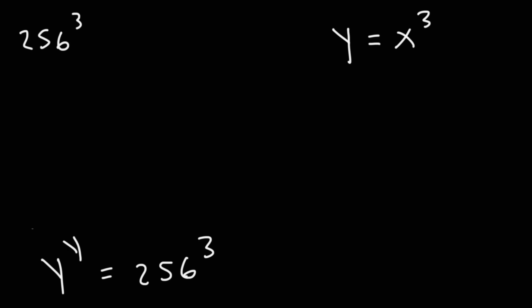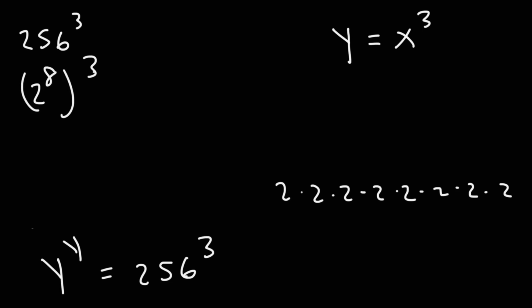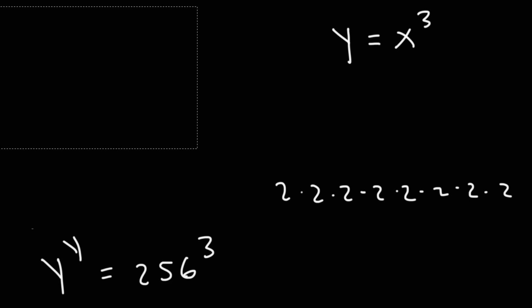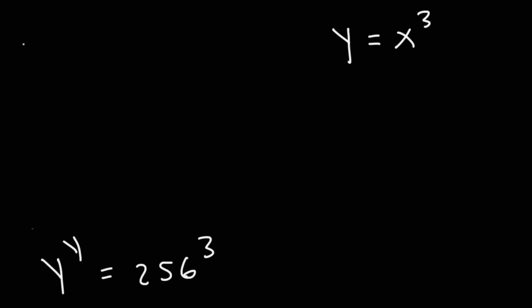Well, first let's break down 256. 256 is divisible by 2. How many 2's do we need to multiply to get to 256? It turns out that you need to multiply 2 8 times to get to 256. So it's 2 to the 8. So right now we can say that y to the y is equal to 2 to the 8 raised to the third. Now remember, when we raise one exponent to another, we need to multiply the two exponents. 8 times 3 is 24.